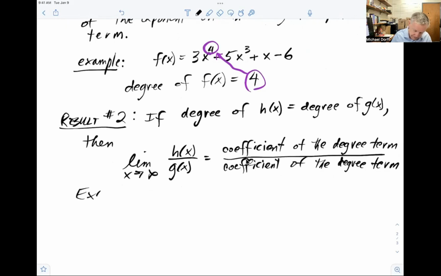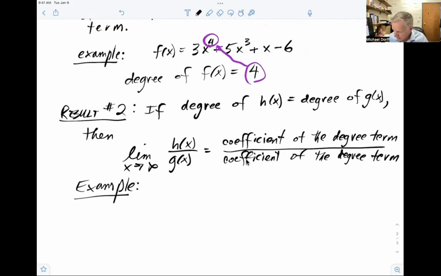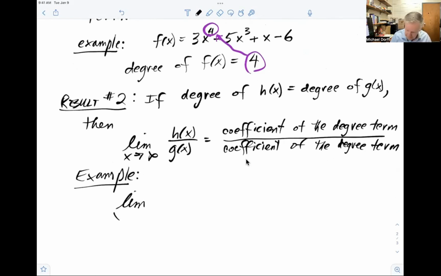So let me give you an example again, a different example than what we've done earlier. Let's suppose I had the limit as x goes to infinity of 4x squared minus 5x plus 1 over 3x squared plus 2.